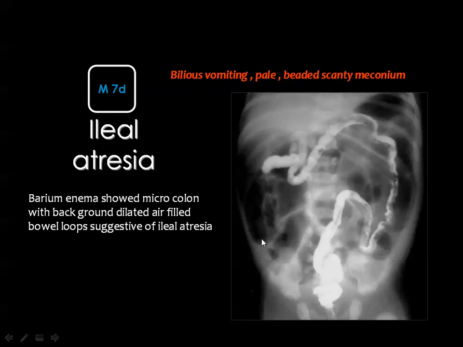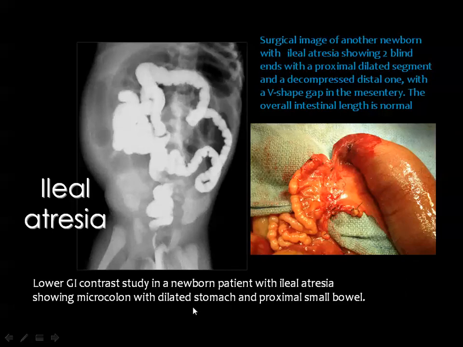If the ileum is atretic, then the bowel proximal to it will be dilated, and the bowel distal to it will be collapsed. And this is ileal atresia with a small, let us say, microcolon, and this is because no food or residues came to the colon because of the atretic ileum. Atresia of the ileum, once more, will lead to dilatation of the bowel loops proximal to it, and collapse of the bowel loops distal to it.